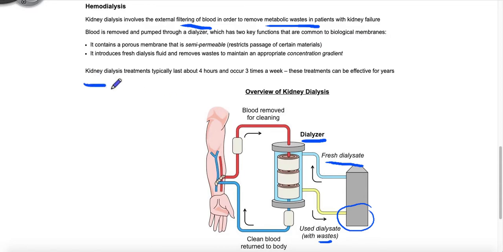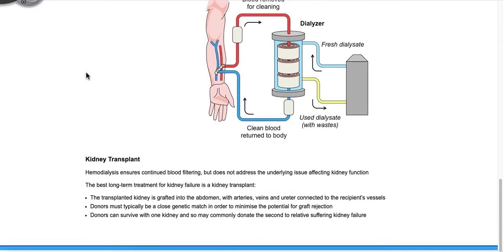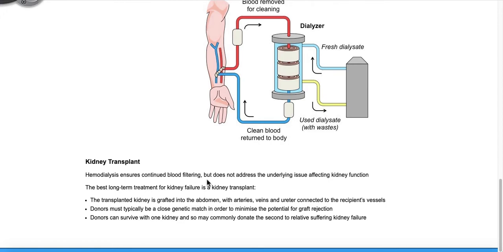So people who need kidney dialysis treatments go about 3 times a week, and the treatment lasts about 4 hours. So it is time consuming. These treatments can be effective for years, as a person might be perhaps waiting for a kidney transplant. The kidney transplant is a long-term solution for kidney failure. Once the kidney reaches a level where it no longer works, it just needs to be removed.